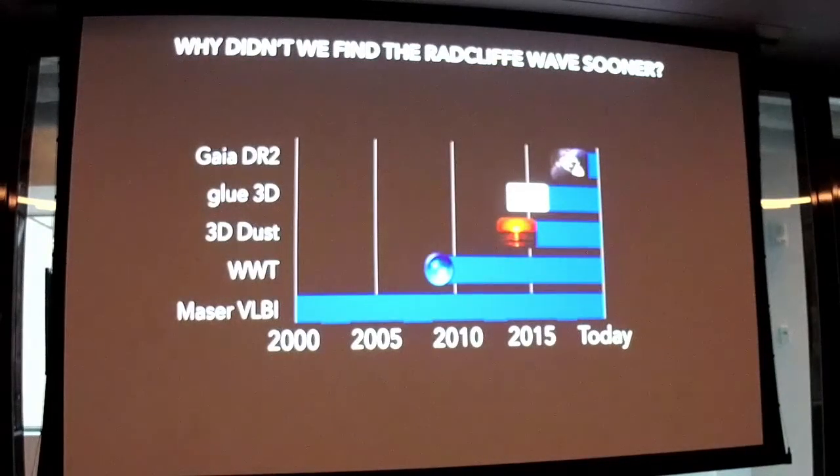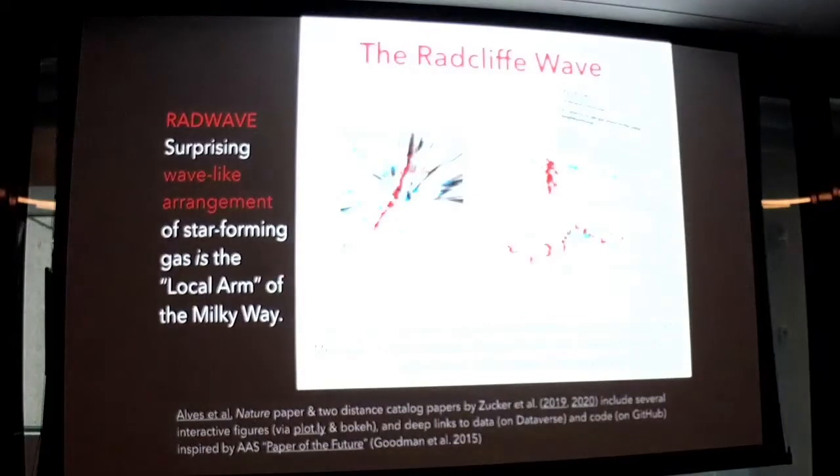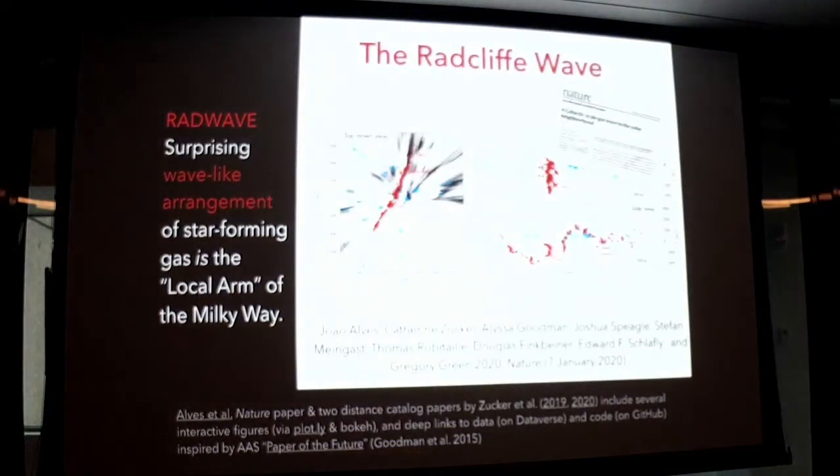Okay, so why didn't we do this sooner? Maser VLBI, the measurement of distances that I showed you that are really accurate, has been around for 20 years, but we needed all this other software and Gaia to work in order to be able to do this. And so the last thing I just want to show you is the figure from the paper.